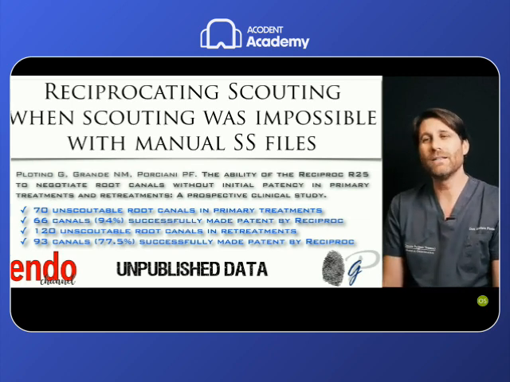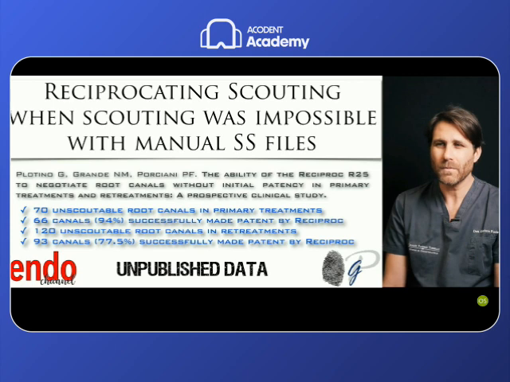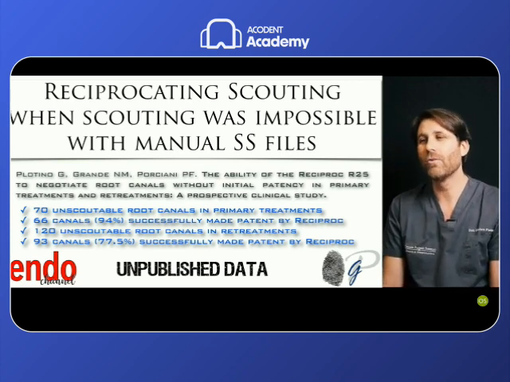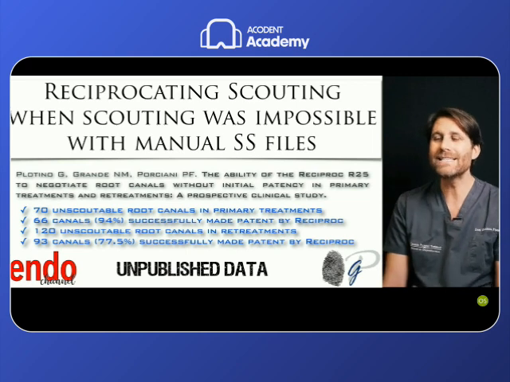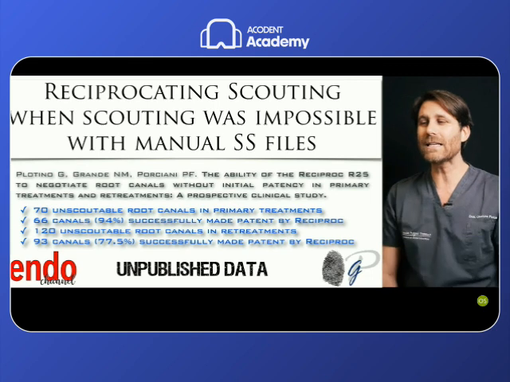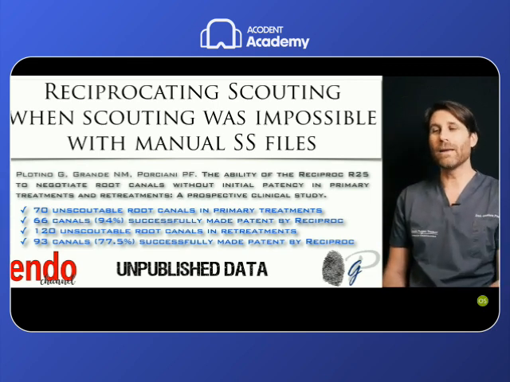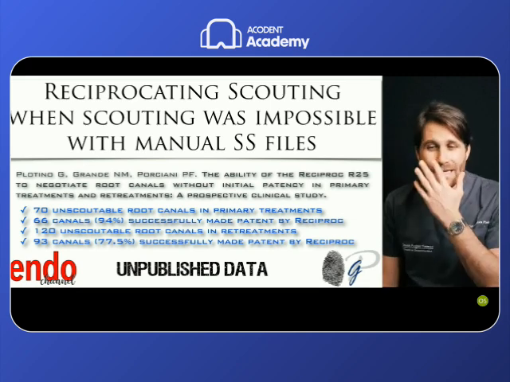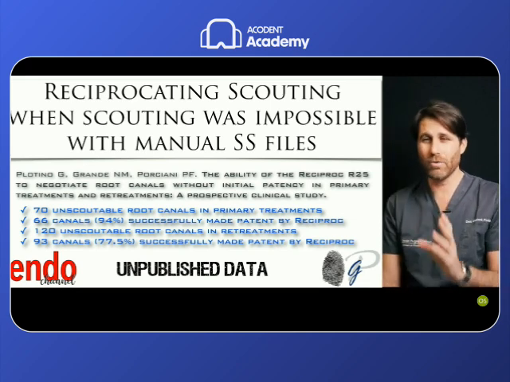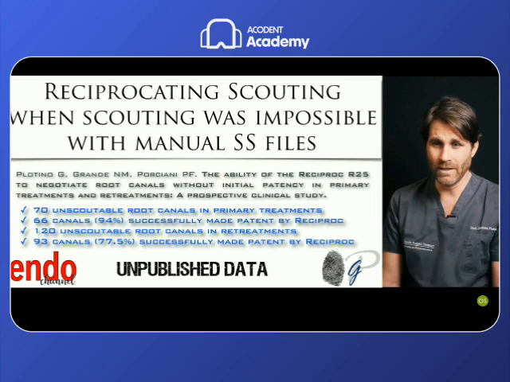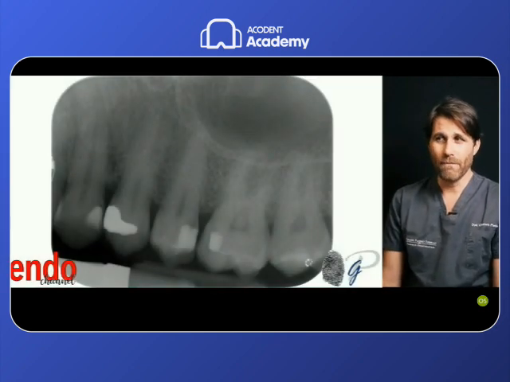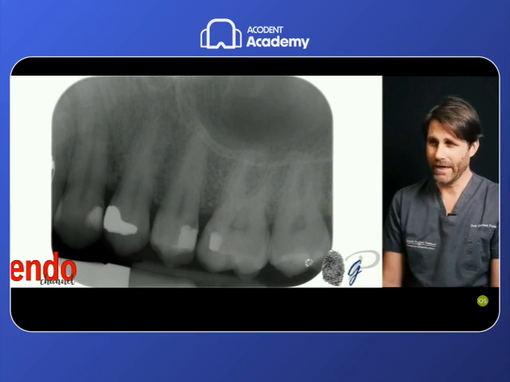We have performed this study also in retreatments, 120 apically unscoutable root canals in retreatments. In this case, 77.5% of cases were successfully made patent apically by the Reciproc file, so 93 canals out of 120. So in these cases, we have a further possibility with these files. And these are clinical examples on how to perform this technique.